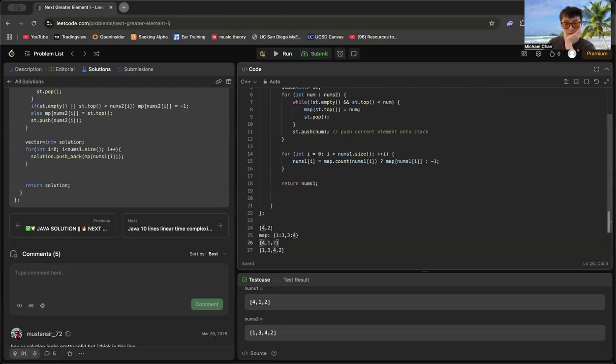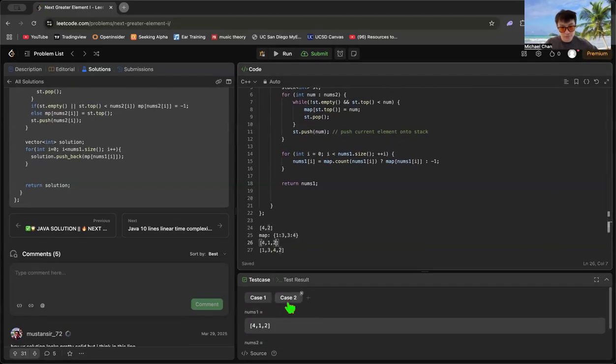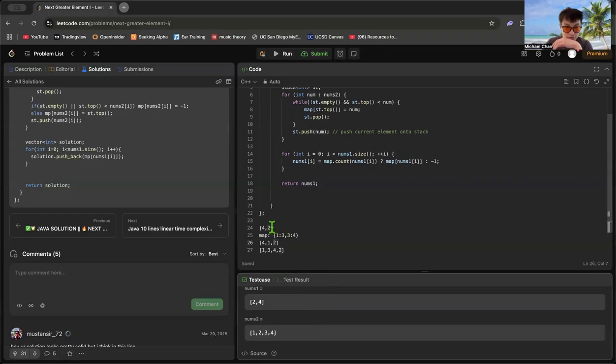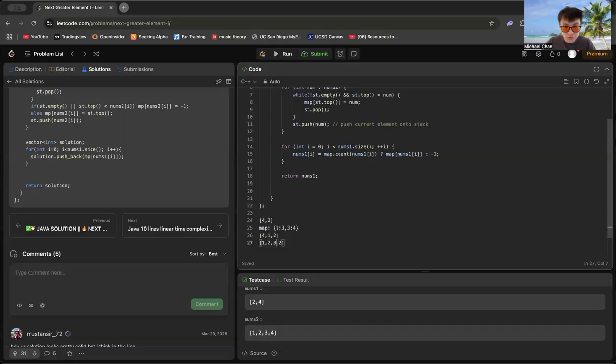If there is a map count, then it's the map count, or else it's negative one. So it's negative one. One will be negative one, three, negative one. Oh my God. Yeah. Jesus. Let's see. So let's say if it's two and four. One, two, three, four. Two and four.